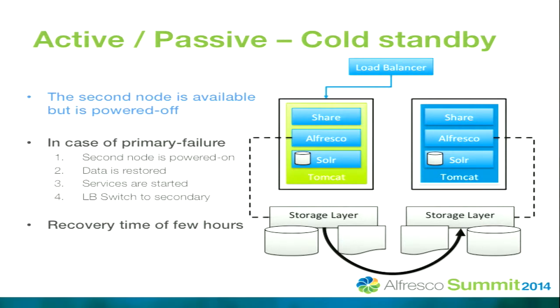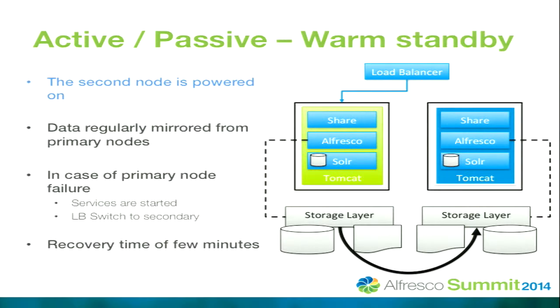So the second node is available but is powered off until the first node is down, and then you move your computation to the second one. You restore your data, you start the services, and then you switch with the load balancer to your new location. The recovery time for this procedure is a few hours.